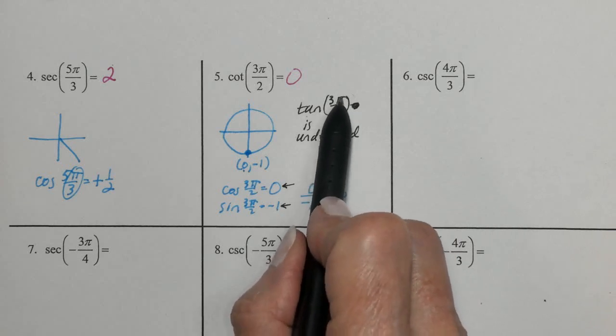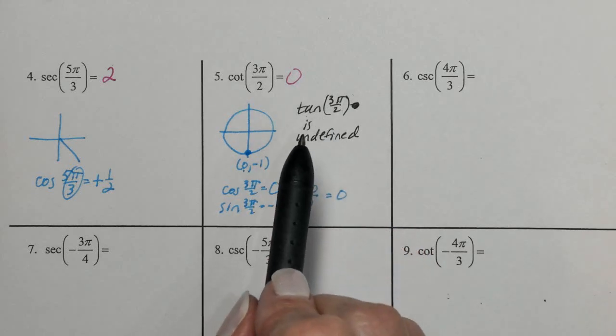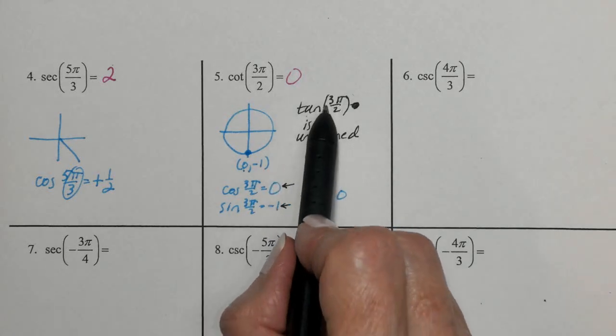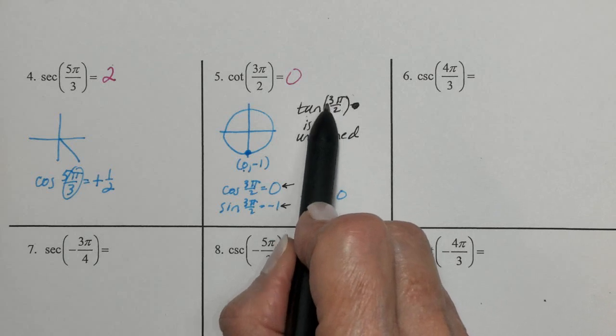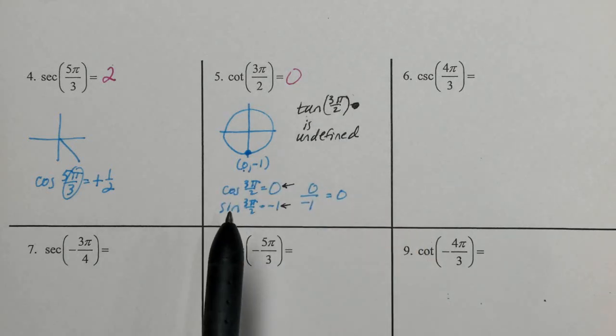Pi over 2, 3 pi over 2, 5 pi over 2, 7 pi over 2, all of the odd coefficients there. Okay.